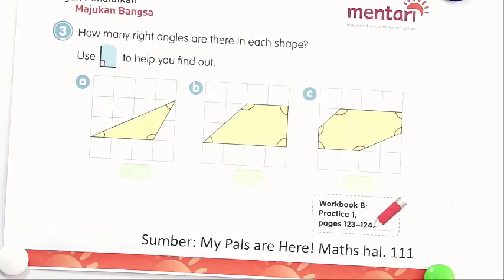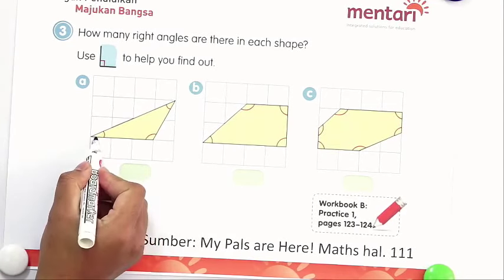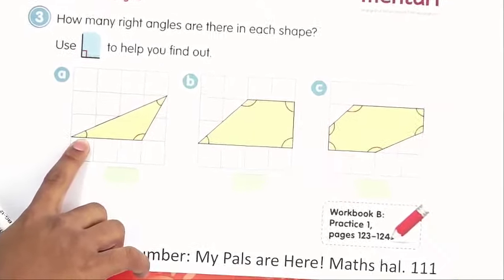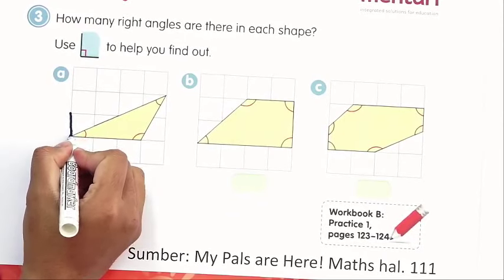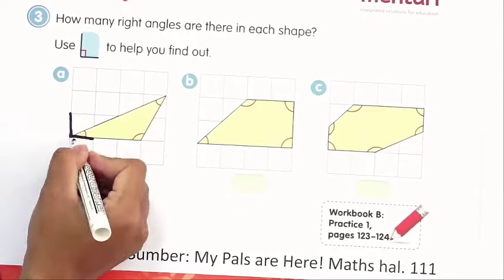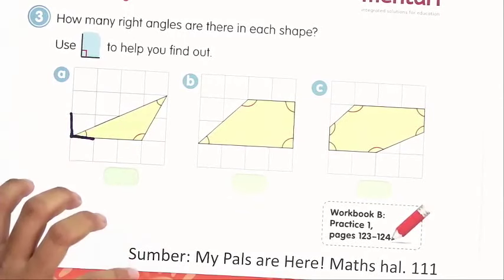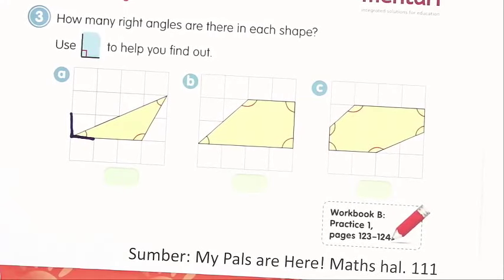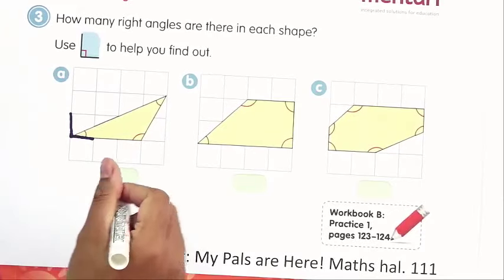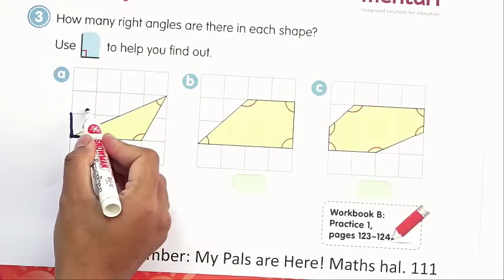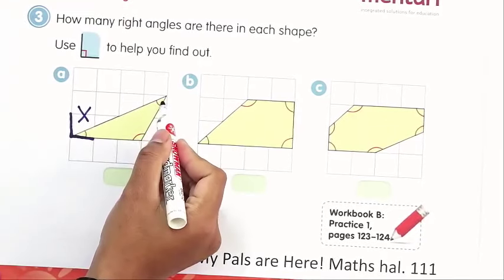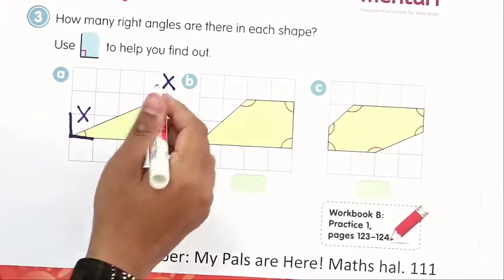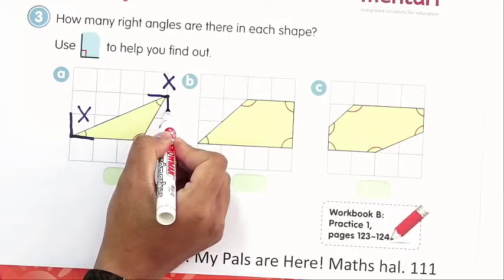This is A. What about this? Is it bigger or smaller? This is smaller, because this is a right angle. This is a right angle because it is a small square. We know that this angle is smaller than a right angle, and it is not a right angle anyway. Do you think it is a right angle? No, this is not a right angle because it is smaller. The right angle is this.